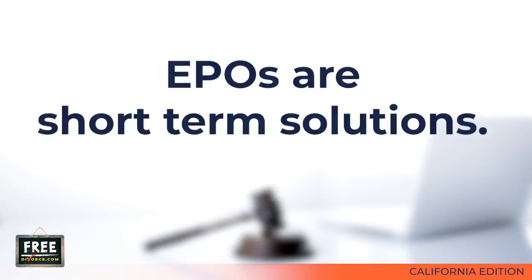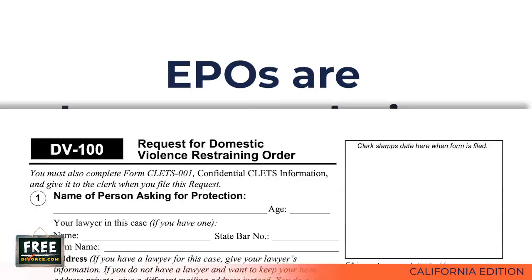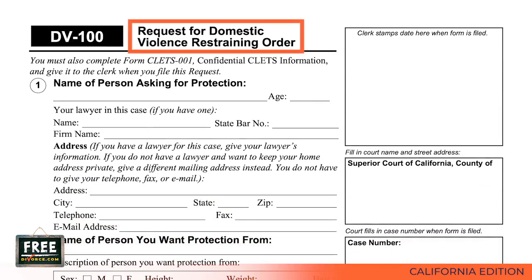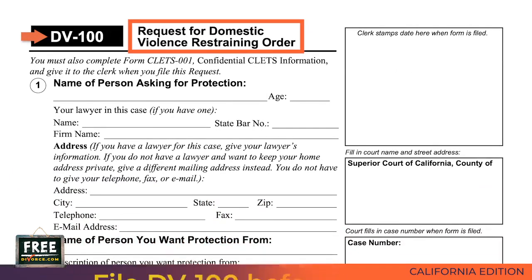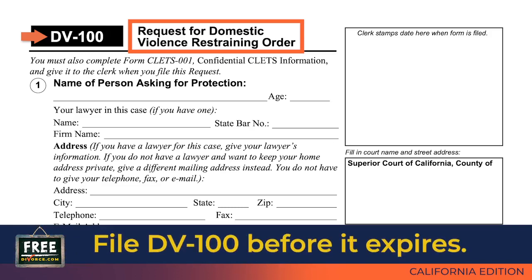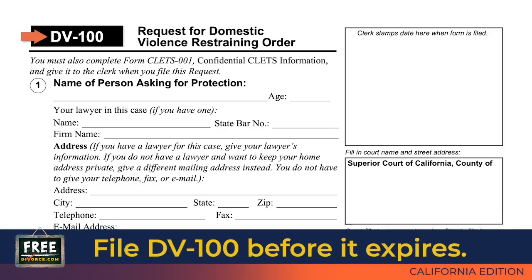EPOs are short-term solutions. If you need a restraining order that is going to last longer than 5 days, then you need to complete a court form called a Request for Domestic Violence Restraining Order, which goes by the number DV100, and file it with the court. Typically, you're going to file the DV100 with the court before the EPO expires, so there will be no gap in the protective orders. I will talk about how to get the DV100 form and how to fill it out a little later in this video.